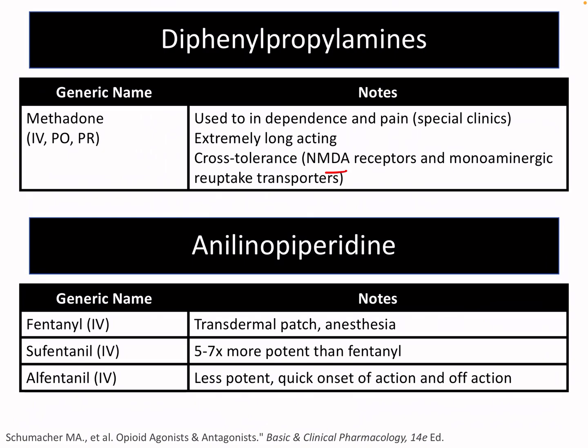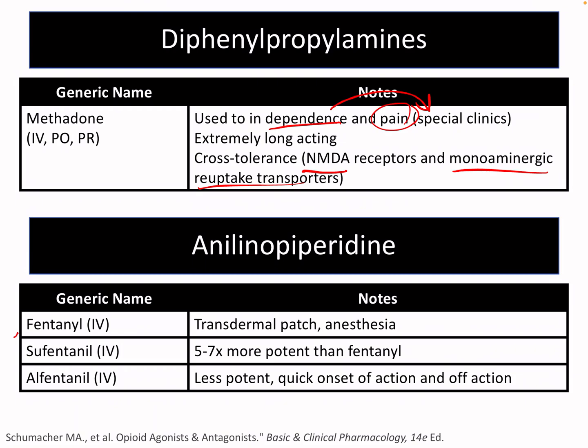Methadone has NMDA receptor and monoaminergic reuptake activity, so it has some serotonergic properties as well as NMDA properties. It is extremely long-acting, and it's used in dependence. If you use it for dependence, you have to go to the special clinic. If you use it for pain, you do not require any special opioid prescribing.